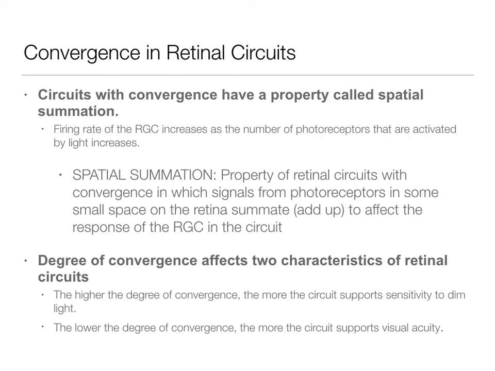The lower degree of convergence, so if we have a few-to-1 or a 1-to-1 convergence, this is about acuity, okay? This can give us more information about the details. So if you have 1 cone getting information and sending it to 1 RGC, we don't have any convergence there. We have no convergence. But then we can get information about acuity. We can see really well. We can look at things very particularly.